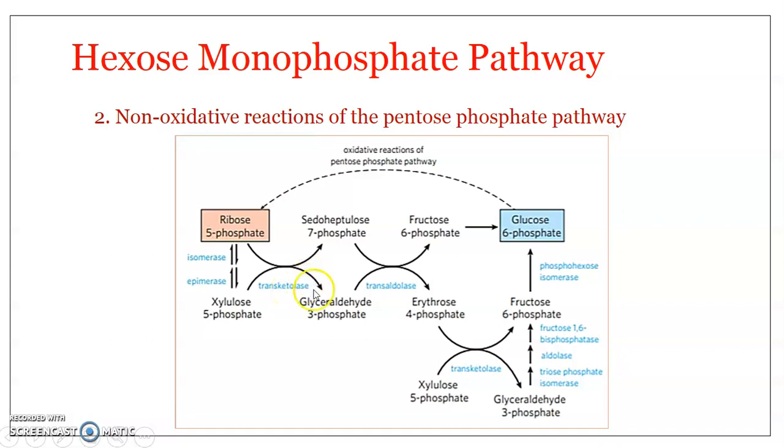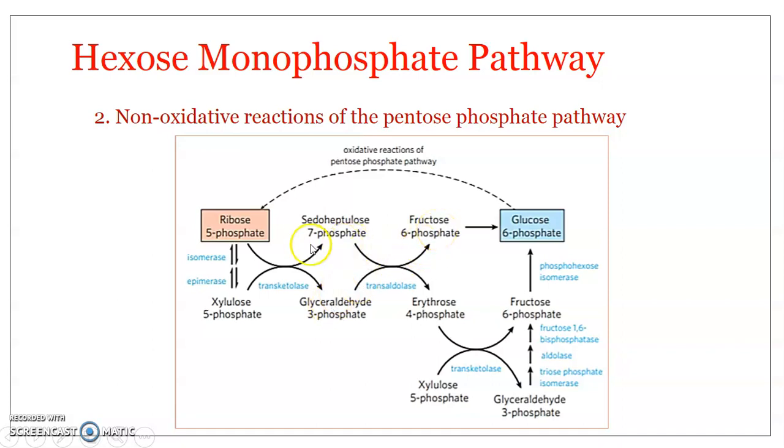Now the next one is the transaldolase reaction. During this, a 3-carbon dihydroxyacetone, not phosphate, I'm sorry, 3-carbon dihydroxyacetone is removed from sedoheptulose 7-phosphate and is transferred onto glyceraldehyde 3-phosphate. When a 3-carbon compound is taken from a 7-carbon, it becomes a 4-carbon compound. While glyceraldehyde 3-phosphate, which is already a triose, when it receives a 3-carbon dihydroxyacetone, becomes a 6-carbon sugar.